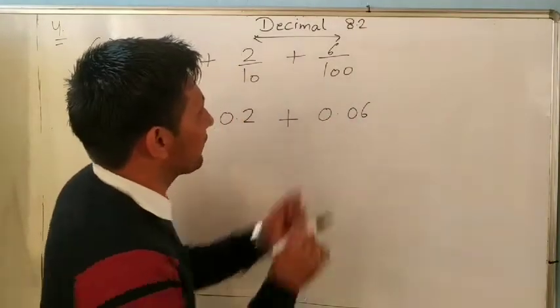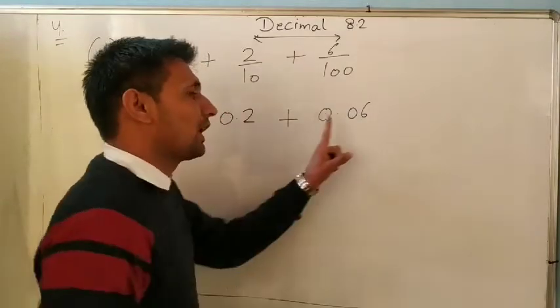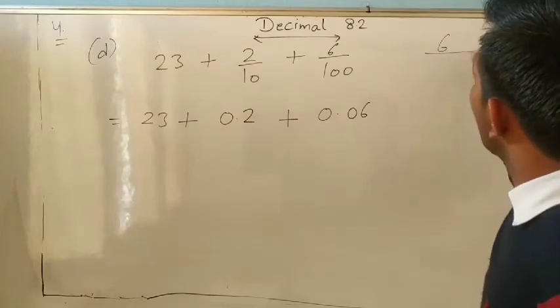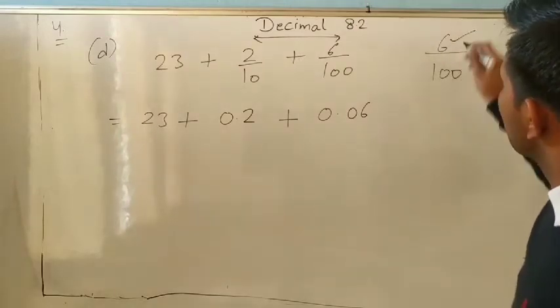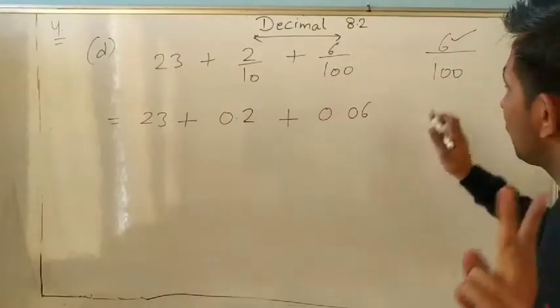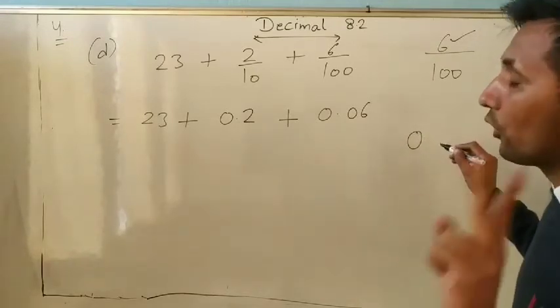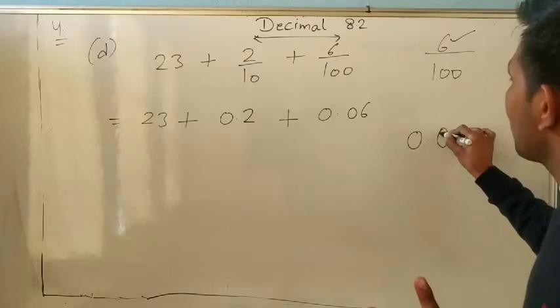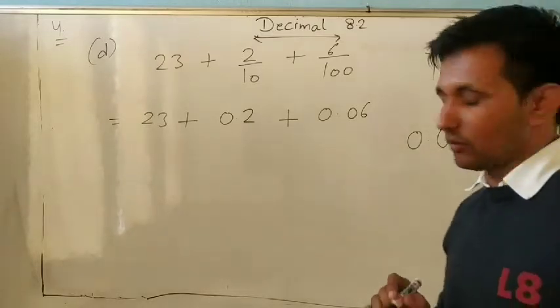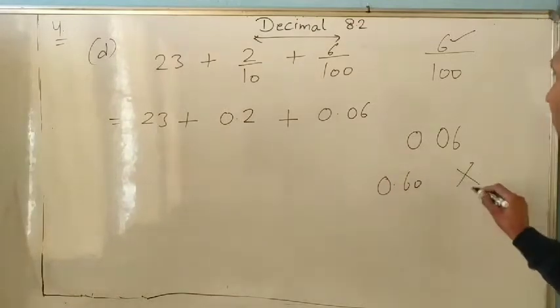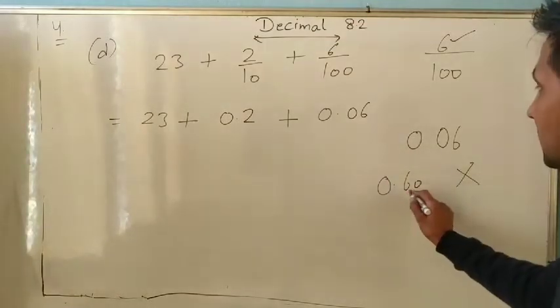0.06, so 2 digits after the decimal. If we observe, in the numerator there is only one digit, but in the denominator there is 20, which means 2 digits after the decimal. So if there is only one digit, 1, we will add a 0 and write 0.6... okay, don't write it like this, 0.60. It is wrong.